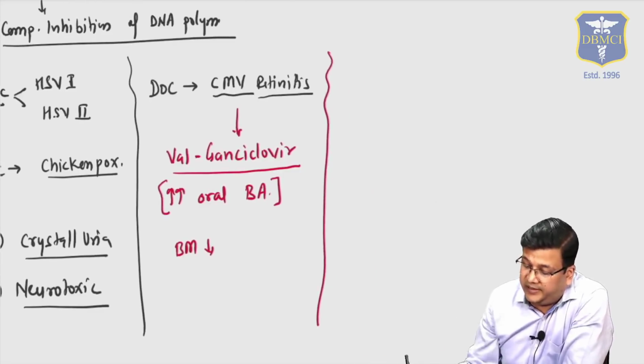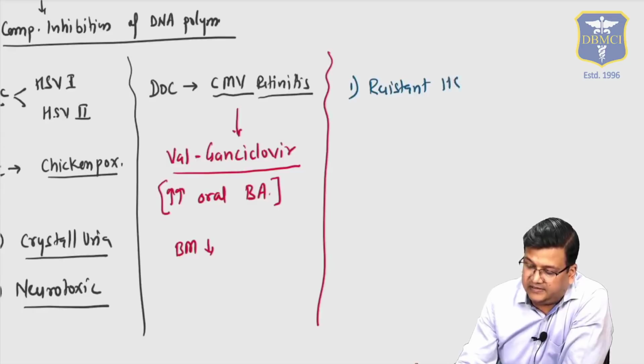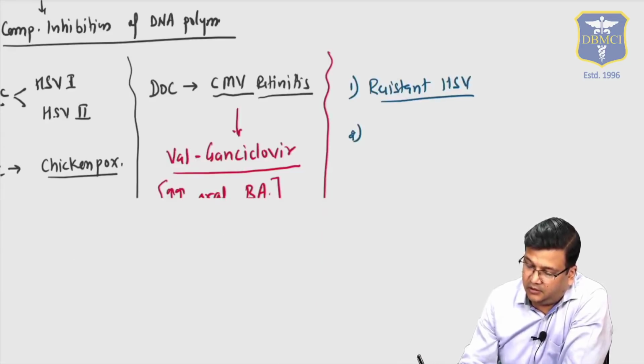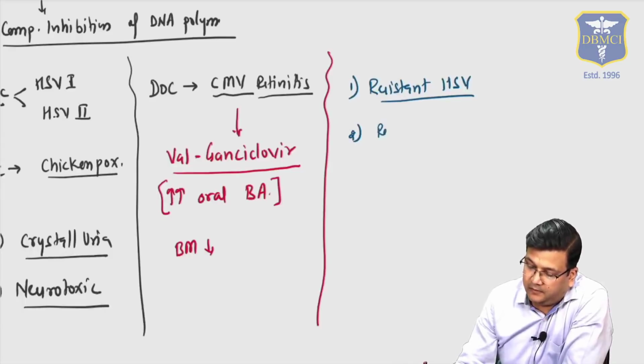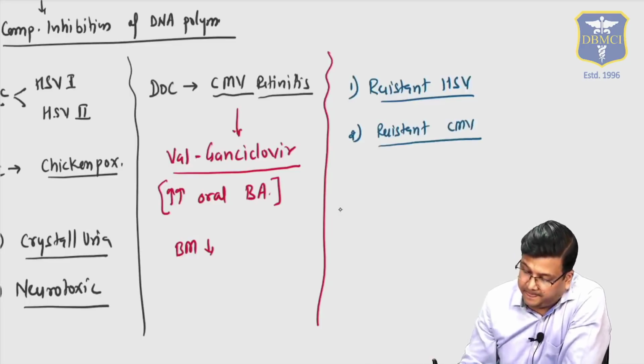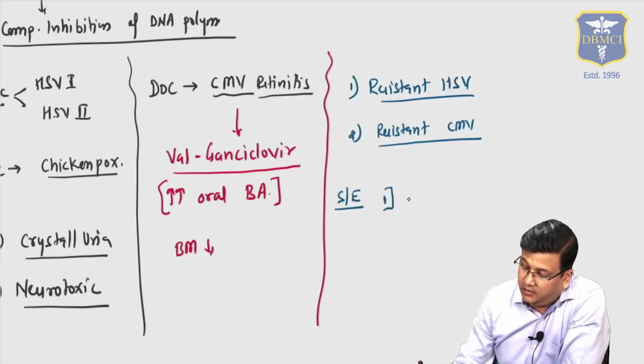Coming to foscarnet, foscarnet is used for resistant herpes simplex, acyclovir resistant herpes simplex, or it can be used for resistant CMV, ganciclovir resistant CMV virus. That is the use of foscarnet. This drug is given intravenously. Side effects: nephrotoxicity is the dose limiting problem.